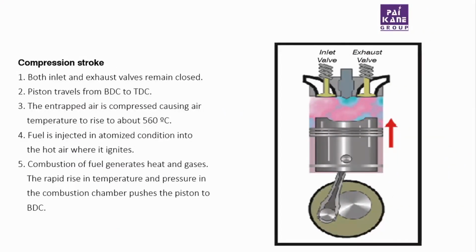At the compression stroke, both inlet and exhaust valves remain closed. The piston travels from the bottom dead center to the top dead center of the cylinder. The entrapped air is compressed, causing air temperatures to rise above 560 degrees. At this temperature, the fuel is injected in atomized condition into the hot air where it ignites. Combustion of the fuel generates heat and gases. The rapid rise in temperatures and pressures in the combustion chamber pushes the piston to bottom dead center.